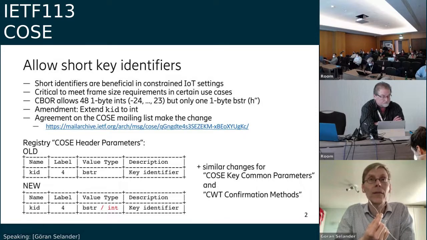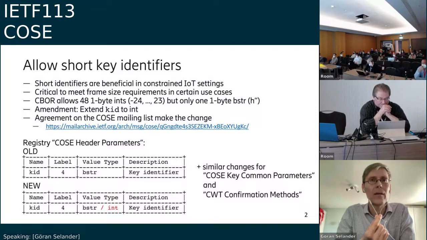So this is something we discussed on the mailing list between the two previous meetings, and it's addressing the use case when you have really tight message size constraints and you would like to use very short key identifiers. So the COSE parameter KID, key identifier, is currently restricted to byte strings, and CBOR byte strings are typically 2 bytes or more, except for the empty byte string, which is a very special identifier. And in order to allow more 1 byte identifiers, we propose to extend the KID value type to ints, CBOR ints, which have of the order of 50 1 byte identifiers.